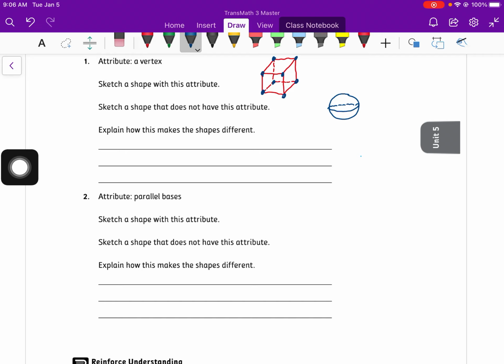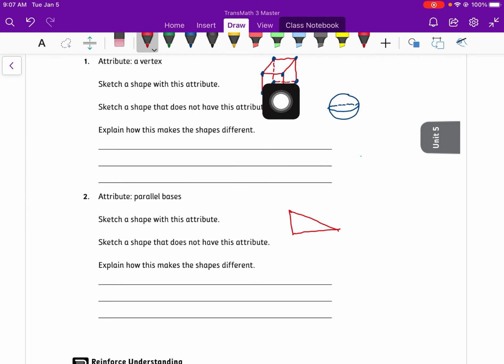For number 2, parallel bases, you could draw a cube again. I'm going to draw a triangular prism just to be different. So just like before, anytime we're drawing a prism, that's the fancy name for these, you're going to start by drawing the base. I'm going to draw my base as a triangle like this. Try to draw a better straight side.